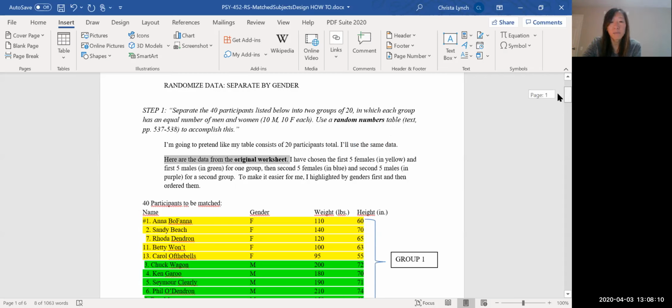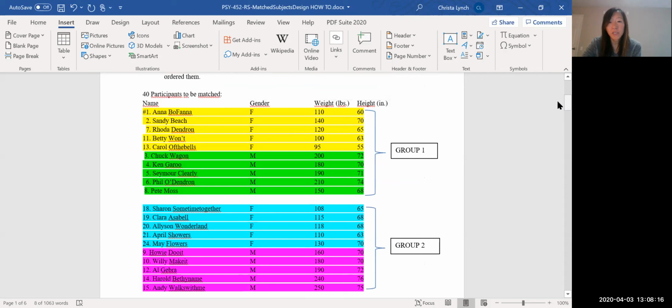And then just because I'm more visual, I highlighted the genders first and then ordered them. So for me, this is what it looks like. And when you do it, you don't have to highlight. You can just mark it however you want.